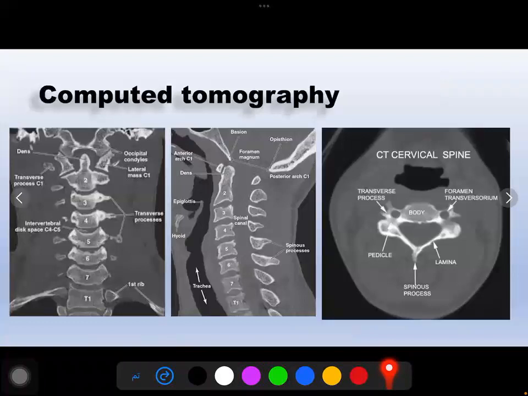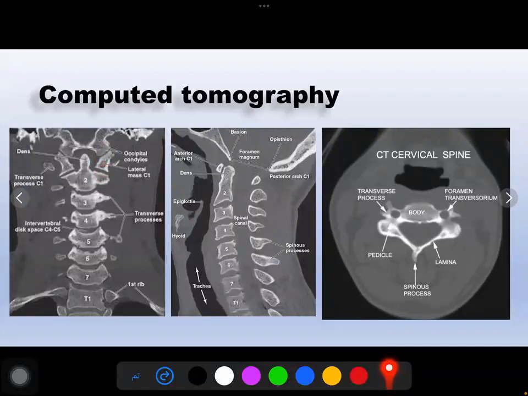This is the computed tomography show. This is the atlanto-occipital joint. This is the foramen magnum. And this is the bilateral occipital condyle. So this is the atlanto-occipital joint, and this is the atlanto-axial joint.